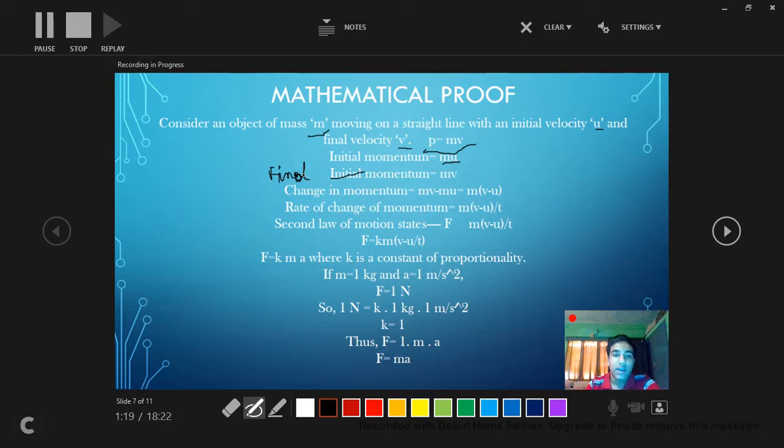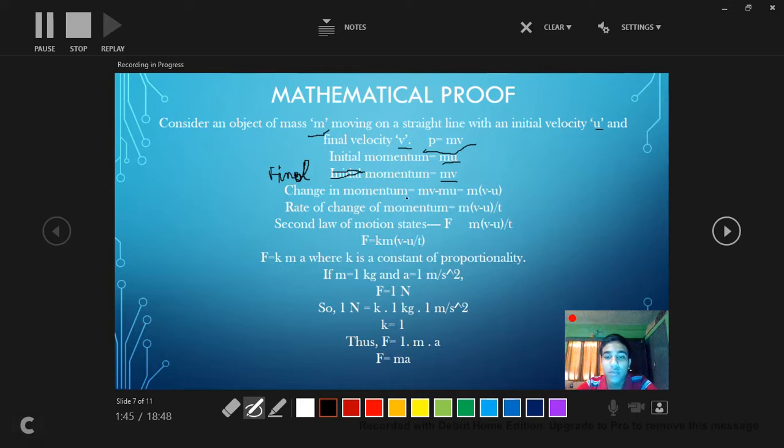So it is final. Initial momentum and final momentum. It is not initial, it is final. Final momentum is equal to mv, where v is the final velocity. So change in momentum is equal to mv minus mu. Change in momentum means final momentum minus initial momentum. If you take m common, then v minus u will be left.